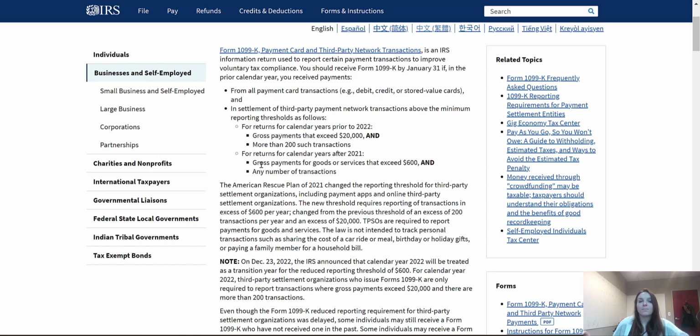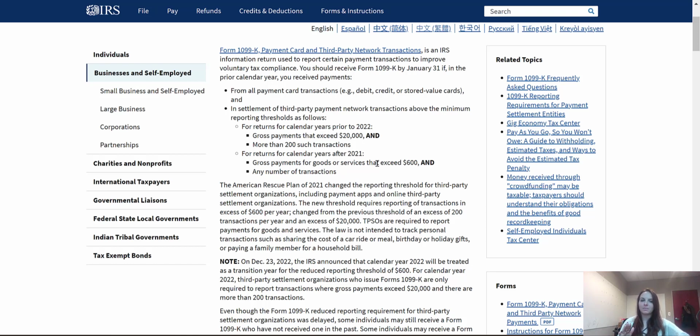Now, for calendar years after 2021, so for the calendar year of 2022, the gross payments for goods and services that exceed $600. So the threshold went from $20,000 to $600. Okay, that's a huge change. So a lot of people have a lot of questions. Well, what happens if I receive a 1099K for $700? A lot more people are going to be receiving 1099Ks than they have in the past.